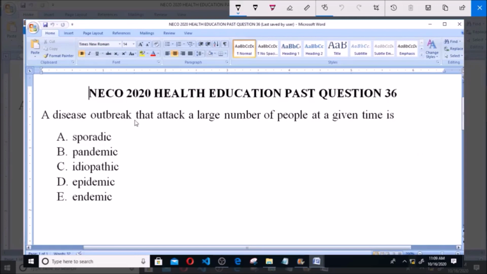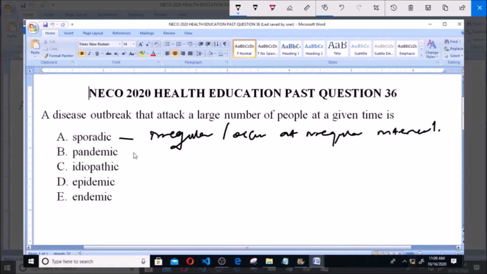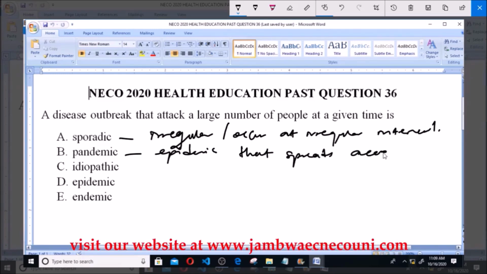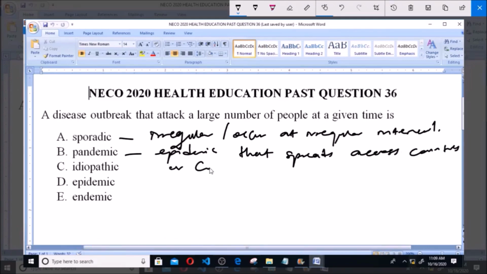Now sporadic simply means that this disease outbreak is irregular. When a disease outbreak occurs at irregular intervals, we say it is sporadic. Now pandemic is an epidemic that spreads across countries or continents. Now when an epidemic occurs and it spreads across various countries and continents, it becomes a pandemic.